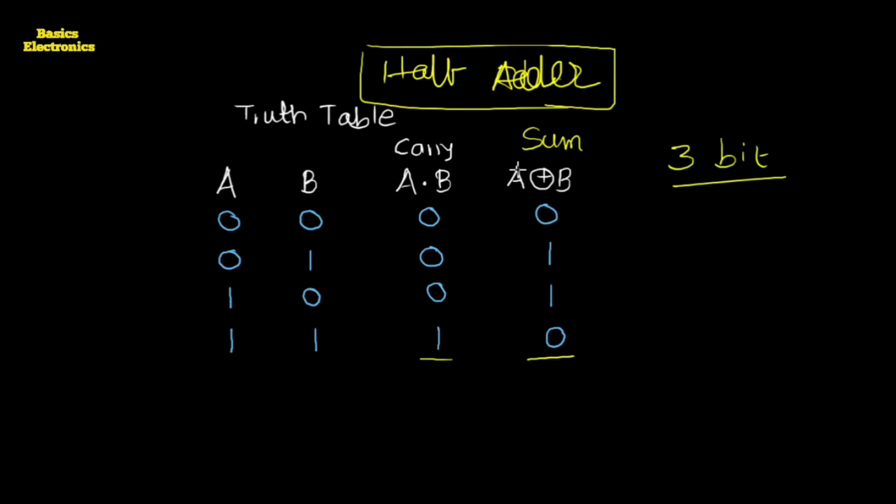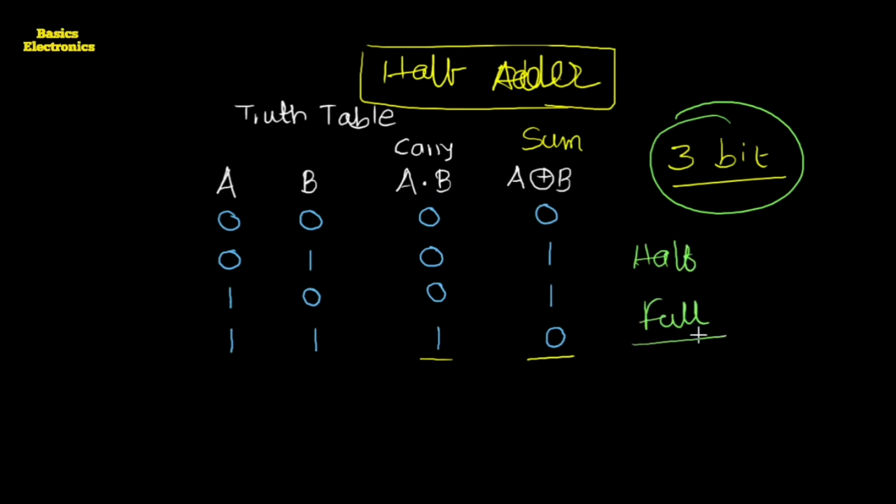But if we have 3 binary bits, then what do we do for these 3 binary bits? Here, instead of using the half adder, we use a logical circuit. That logical circuit we call a full adder, and this full adder performs the addition of 3 binary bits. Okay, so that we will see in the next video lecture.